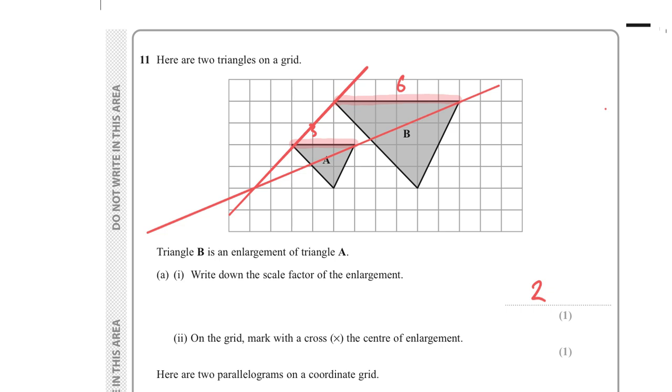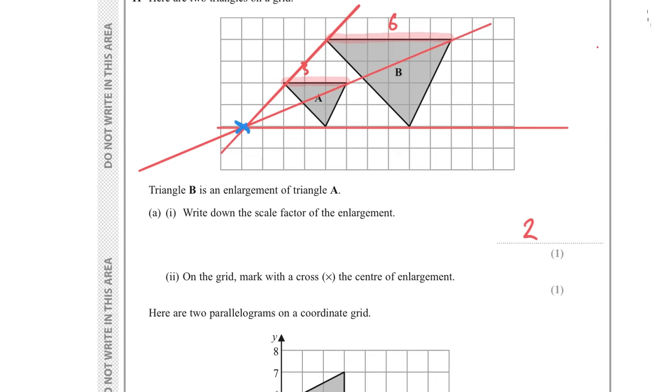Oh, apologies, I'm just trying to sort out my ruler. There we go. But I'm pretty sure that the point they're supposed to be crossing is there. So I can put my ruler away. Okay, and that's where my centre of enlargement is. It's just here. Alright, so again, all you've got to do is line up the corners, draw some lines, and wherever they all cross is your centre point.